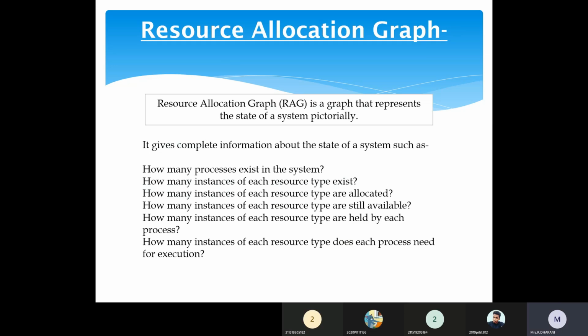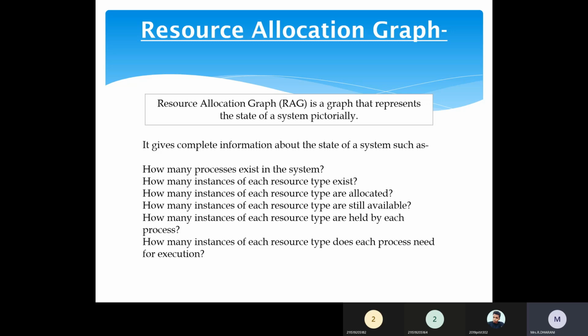A resource allocation graph, as we saw in the introduction, let me recall what a resource allocation graph is and how it will be helpful for avoiding a deadlock. A resource allocation graph is a pictorial representation of a complete system. The system may be in a safe state or an unsafe state. One can easily deduce whether deadlock is present in the system or not by seeing the pictorial representation. So the complete system can be represented with the help of a resource allocation graph.